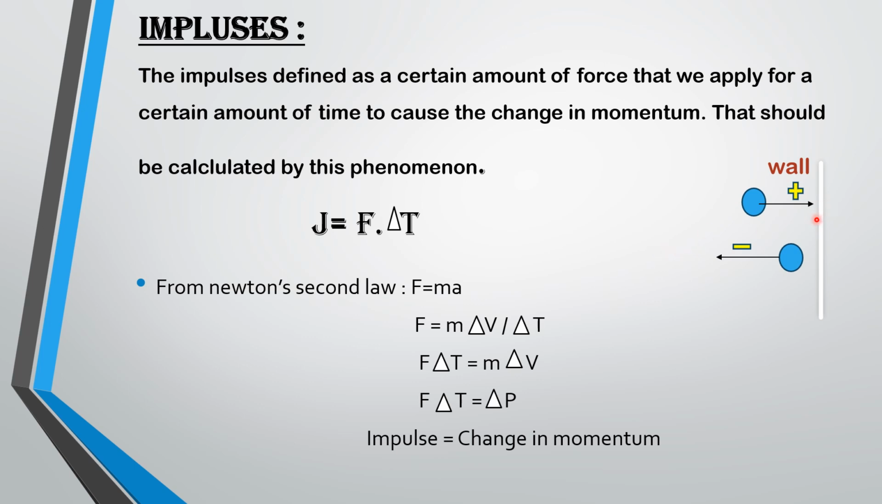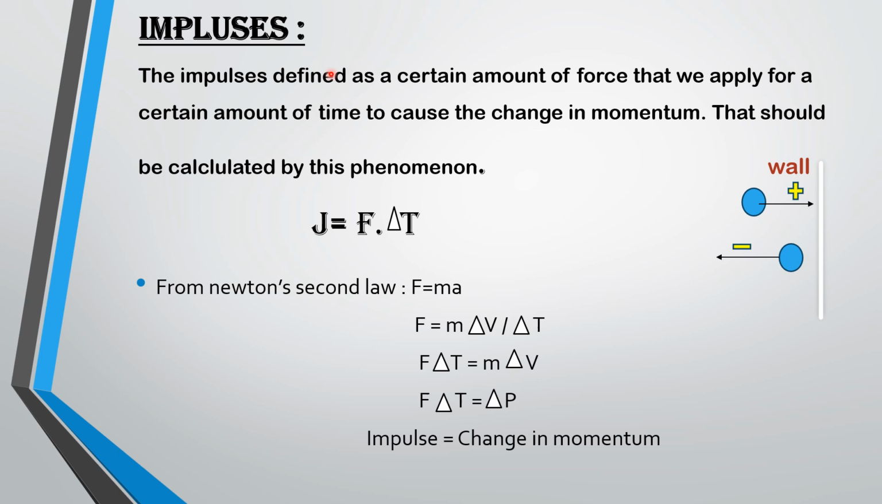Okay, the wall hits the ball back to its original position, so that will be a negative. What we conclude here is that we can estimate that the ball can hit the wall and come back. So what was the velocity with which it hit the wall, and in how much time interval did it hit the wall? That would be calculated by using impulse.